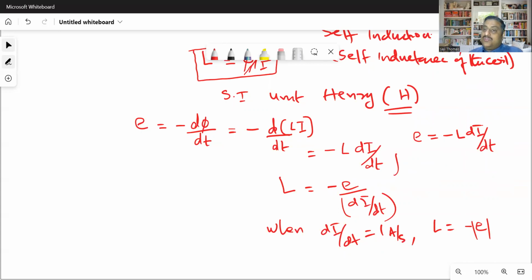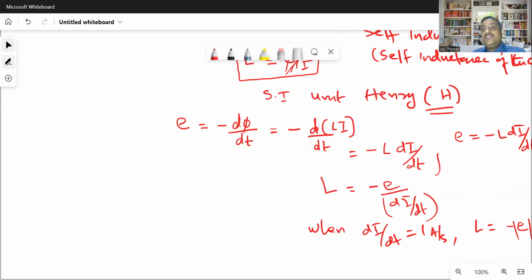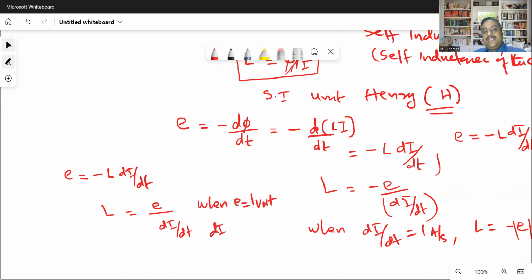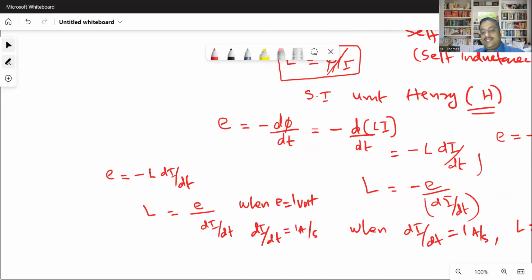Now, what is the unit of self-inductance? Henry. We can define Henry using the same equation. So I'm going to define Henry. See, you know the equation for induced EMF, minus L into di by dt. What is L from here? E divided by di by dt. When E is 1 volt and di by dt equals 1 ampere per second, self-inductance will be 1 Henry.